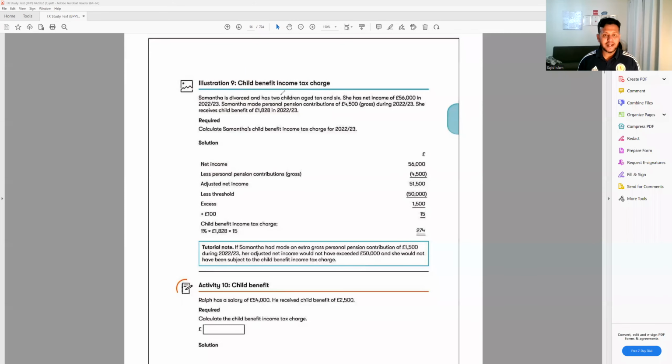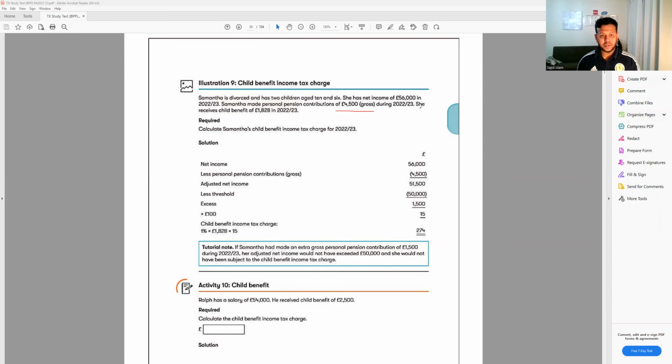All right, let's look at one example, then we'll understand it better. So we have here child benefit income tax. Samantha is divorced and has 2 children aged 10 and 6. She has a net income of 56,000, so more than 50,000, but less than 60,000. In 22-23, Samantha made a personal pension contribution, PPC, of 4,500 gross. Remember that if the question gives us the net, we have to make it gross, but this question gives us gross, so we have no problem.